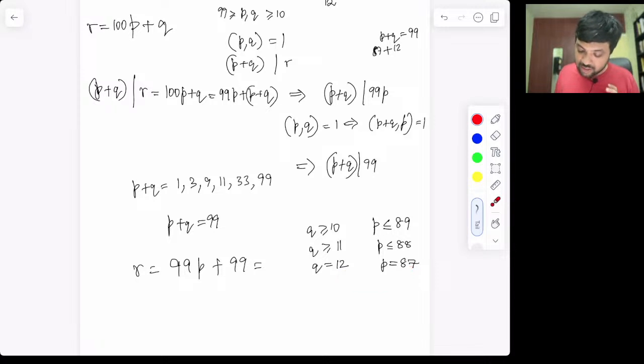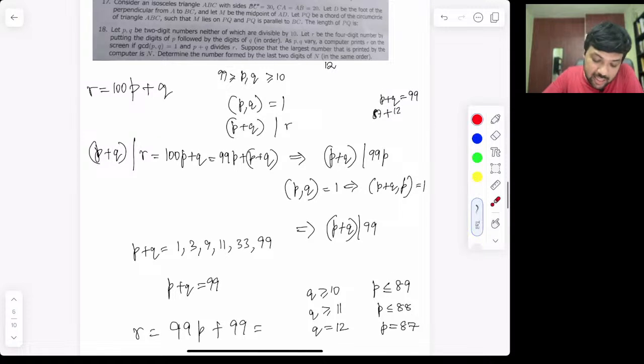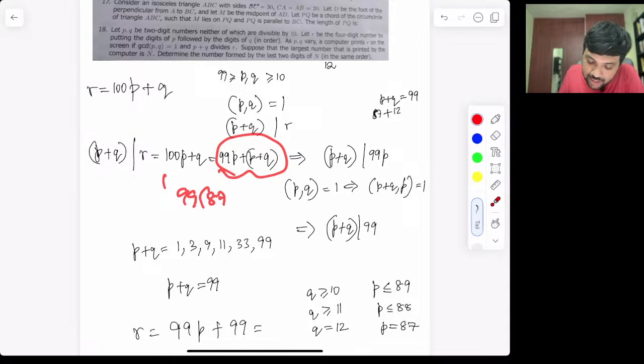And indeed, now p and q have no common factors. Both are 2-digit numbers, they don't have common factors, and neither of them is divisible by 10. So it satisfies all the cases, and this is the largest possible p we can get. Therefore, p is 87, q is 12 works. You can put it back and check. If you put p is 87 and q is 12, you will get 99 times 87 plus 99 as the number r, and clearly p plus q, 99, divides it because 99 is a common factor, and 87 and 12 have no common factors, so it satisfies all the properties.